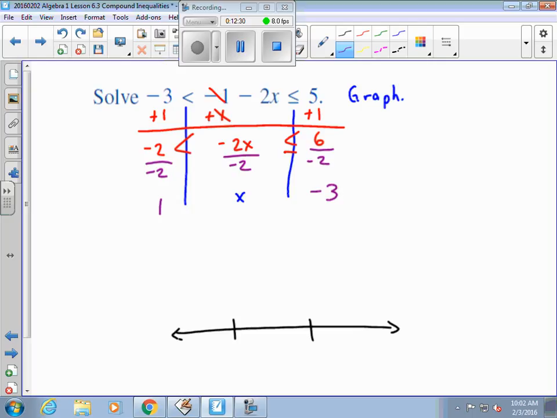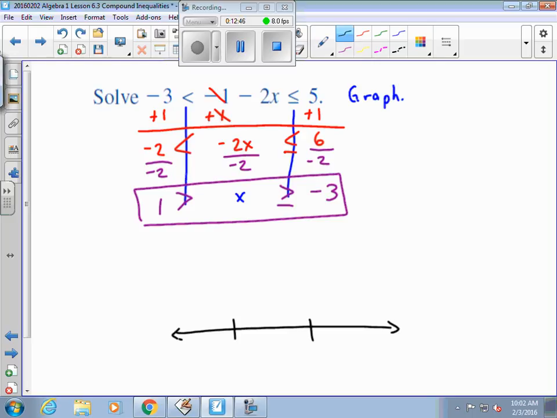Reverse them or leave them? Reverse them. We divide it by a negative. Less than becomes greater than. Less than or equal to becomes greater than or equal to. Solved compound and inequality. X is greater than or equal to -3.